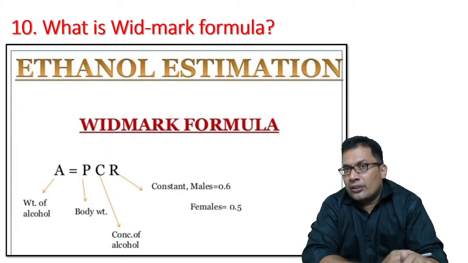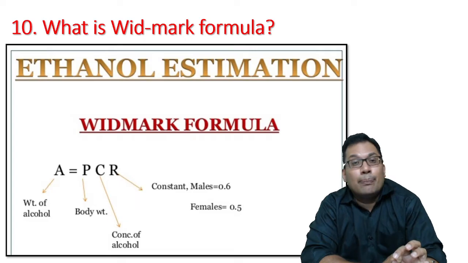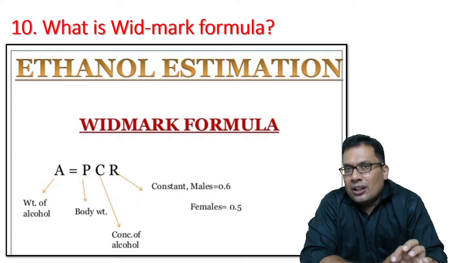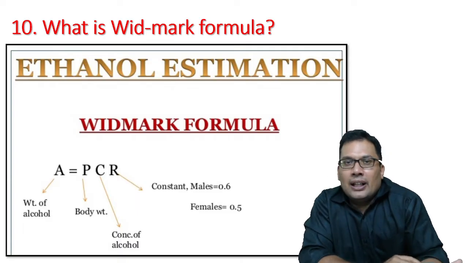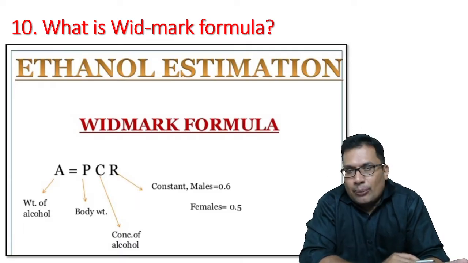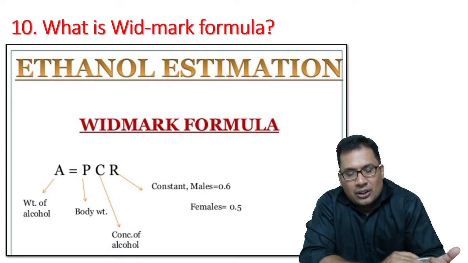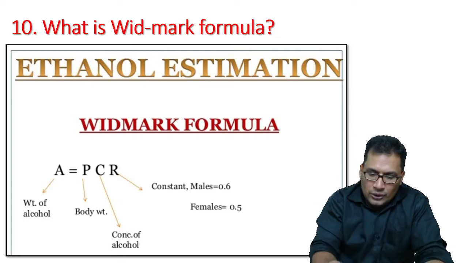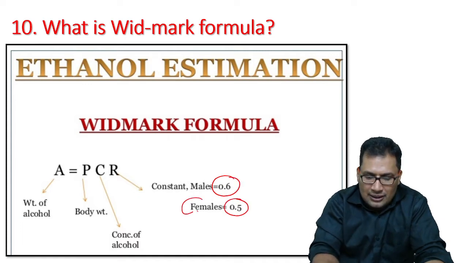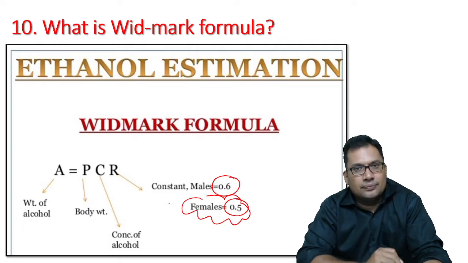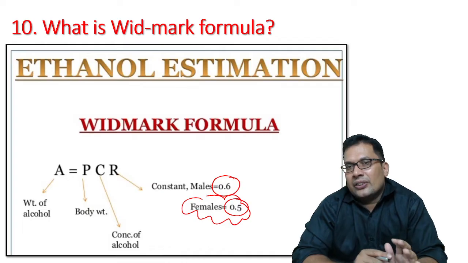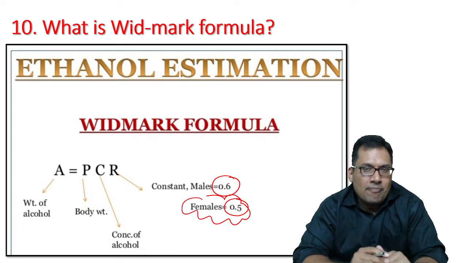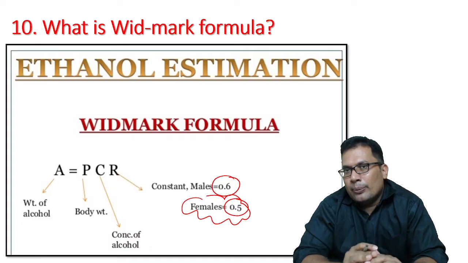And the last question they can ask you: what is the Widmark formula? The Widmark formula is for ethanol estimation. A is equal to P times C times R. What do you mean by A? Amount of alcohol in the body. P for body weight, C for concentration of alcohol, R for constant. For males, the constant is 0.6. For females, it is 0.5, because females have lower water content. So alcohol is a water soluble poison.